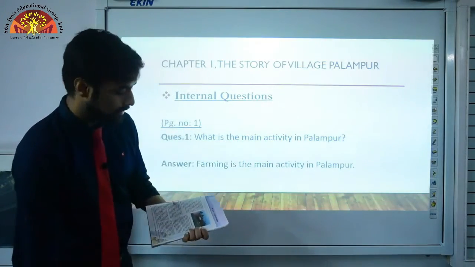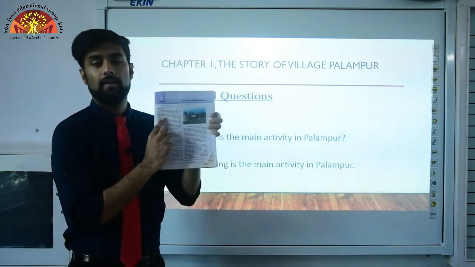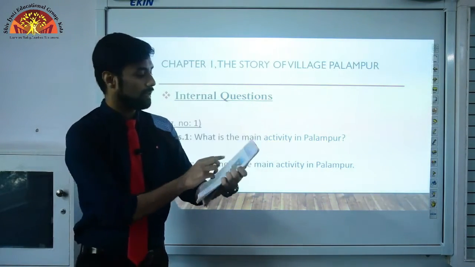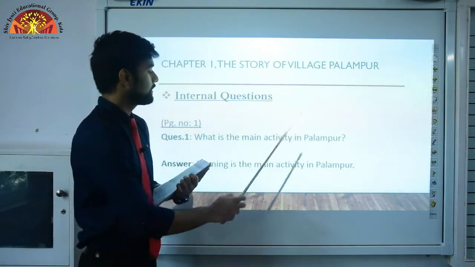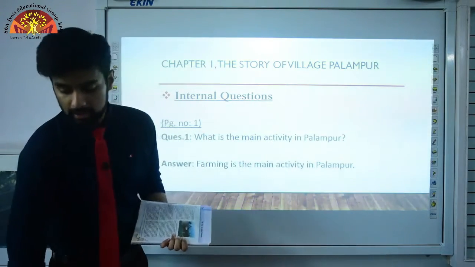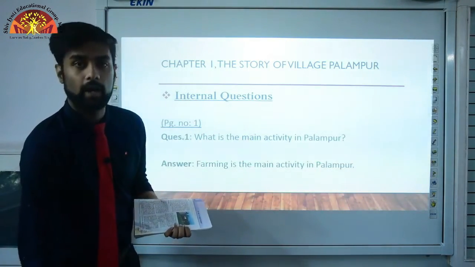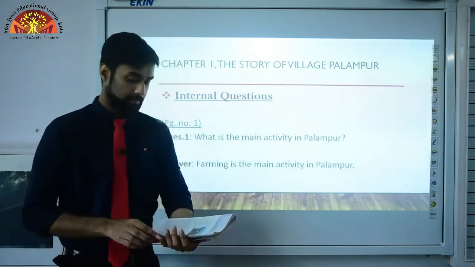You will find the answer on the first line of second paragraph. Okay, in your book, first line of second paragraph is there. Farming is the main activity in Palampur. Okay, what is the main activity in Palampur? Farming, means most of the people are engaged in agricultural activity in Palampur. I hope you mark this. You can pause your video if you need time to write the questions.